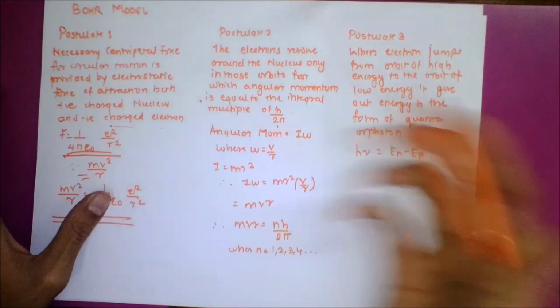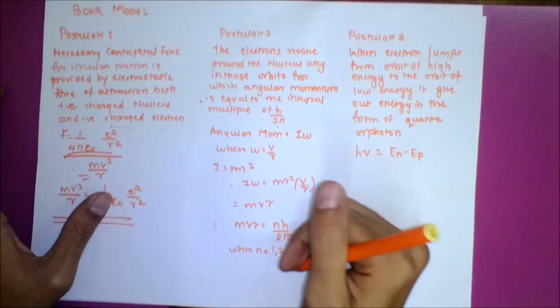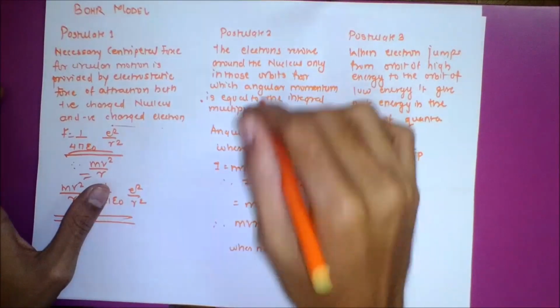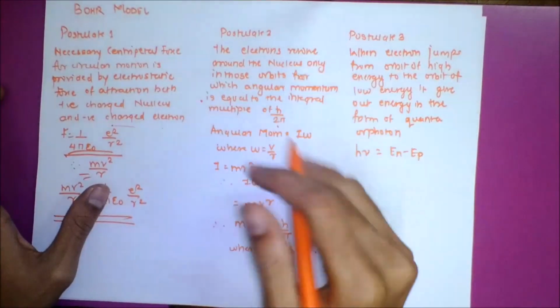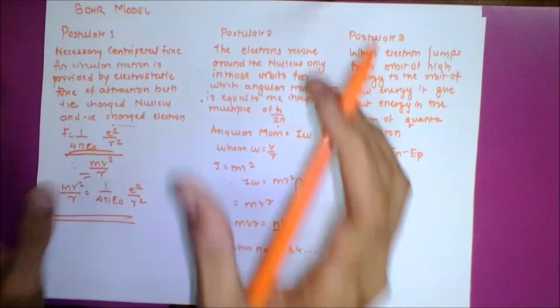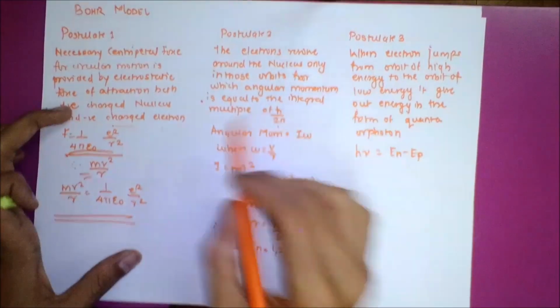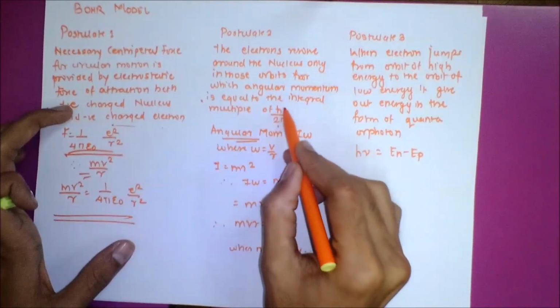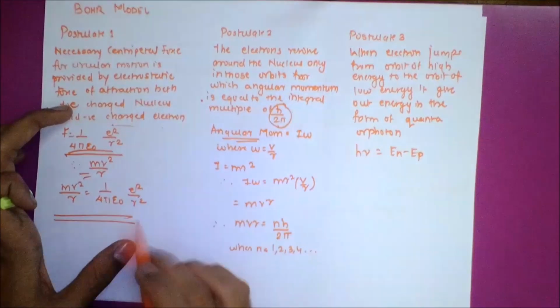An electron does not radiate energy while revolving in this orbit, so the energy remains constant, hence the stability of the atomic structure remains constant. There is stability maintained throughout the atomic structure. So what we have is that the angular momentum should be equal to an integral multiple of h upon 2 pi.